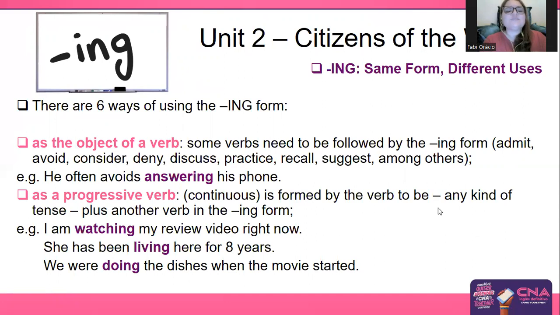As a progressive verb. The continuous form is formed by the verb to be in any kind of tense, which means it can be in the present, in the past, or in the future, plus another verb in the ing form. For example, I am watching my review video right now. Present. She has been living here for 8 years. Present perfect. We were doing the dishes when the movie started. Past continuous.